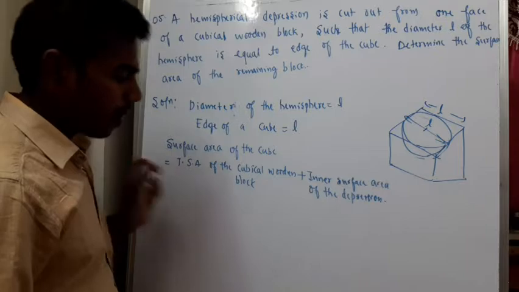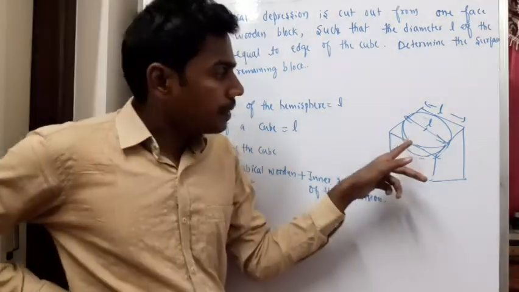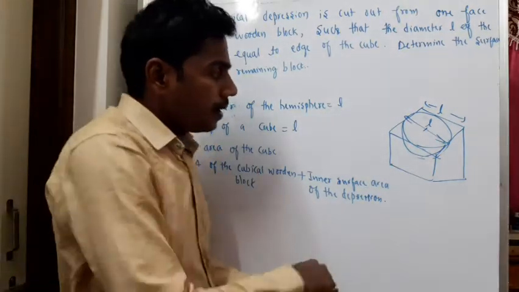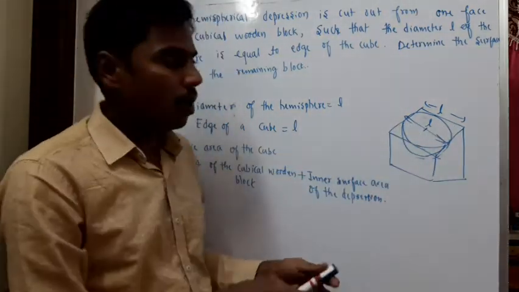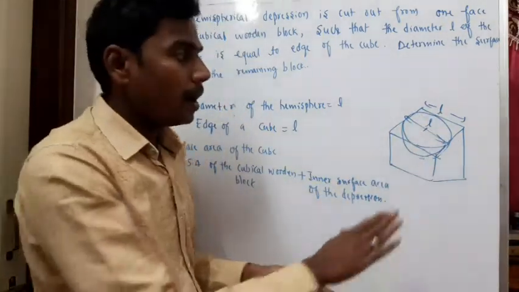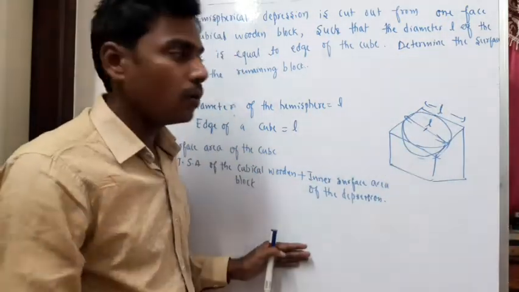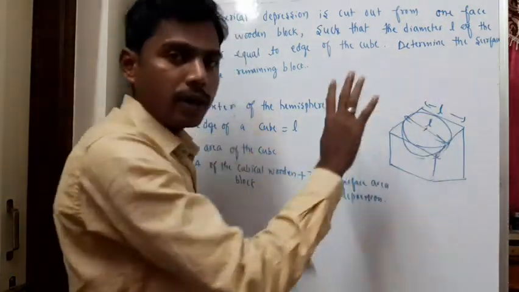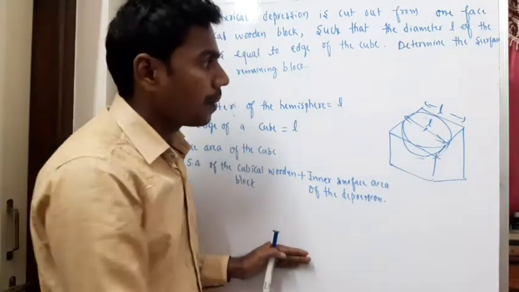Okay, now see what I'm doing here. When I calculate the total surface area of a wooden block, I'll cover all the faces including this face. But I should remove this particular area. How can I remove it? This will be equal to pi r square, in this case pi L square by 2.